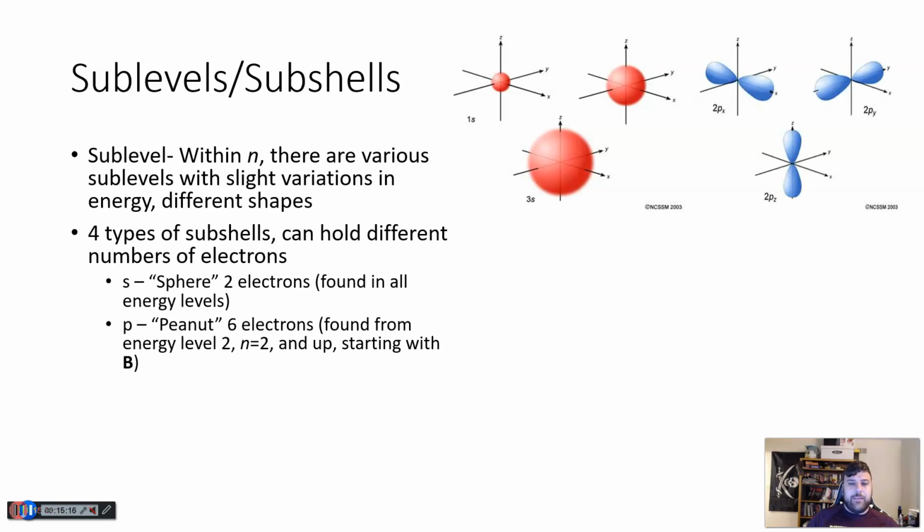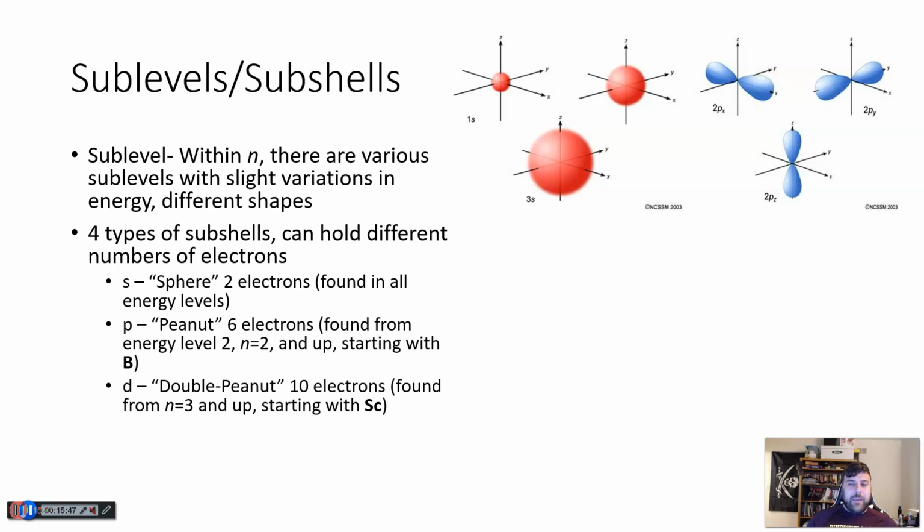Next is P. The P sublevel we refer to as peanut because of its shape. It is kind of this dumbbell shaped like a peanut. It can hold 6 electrons. And this is found starting in energy level 2, N equals 2, and it begins with the element boron.